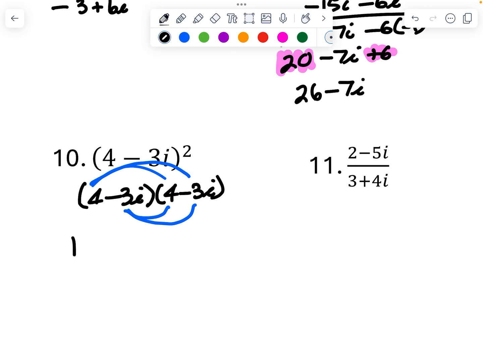4 times 4 is 16. 4 times negative 3i is negative 12i. Negative 3i times 4 is negative 12i. Negative 3i times negative 3i is a positive 9i to the second power.